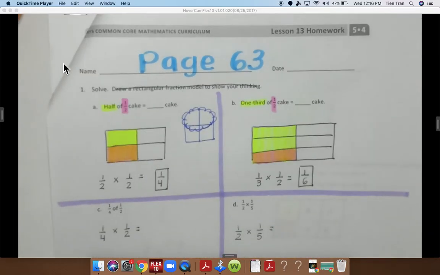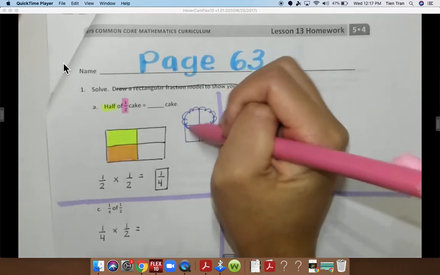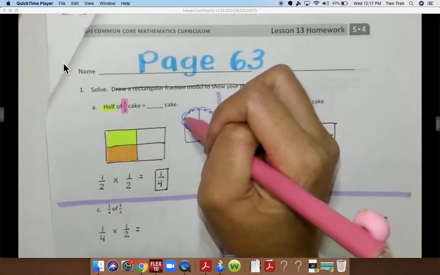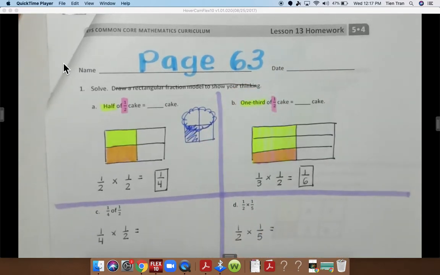So what they're actually asking you for isn't half of a cake, but half of the half cake. So this is half of the cake right here. And then to have half of it again would be 1/4 of the cake. So instead of saying 1/4 of the cake, they're asking you for half of half. That's what you're seeing right now.